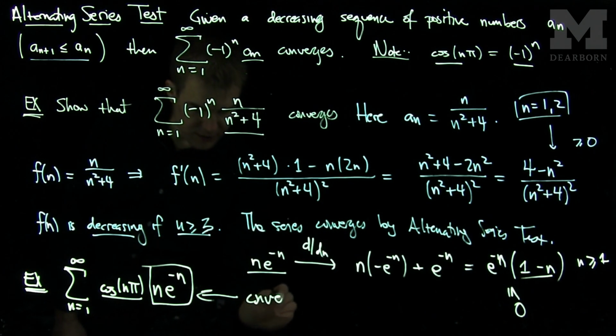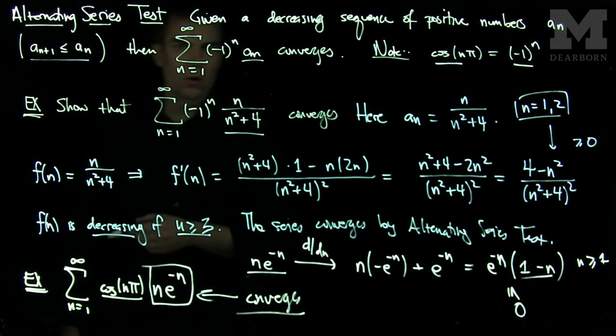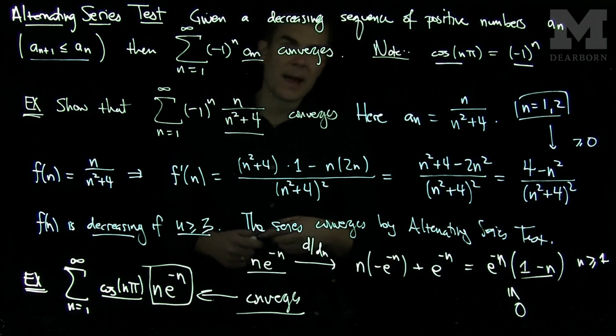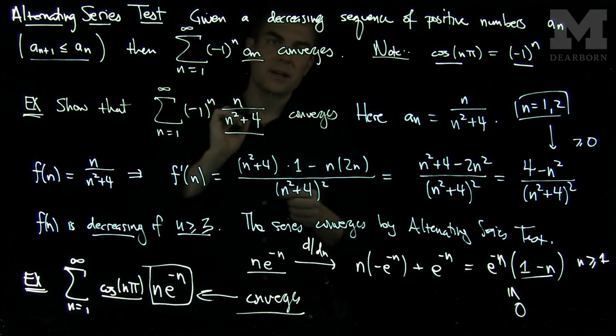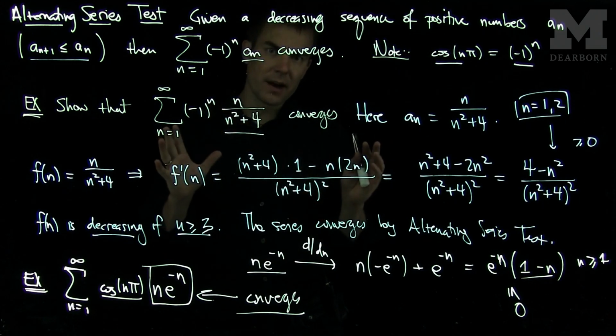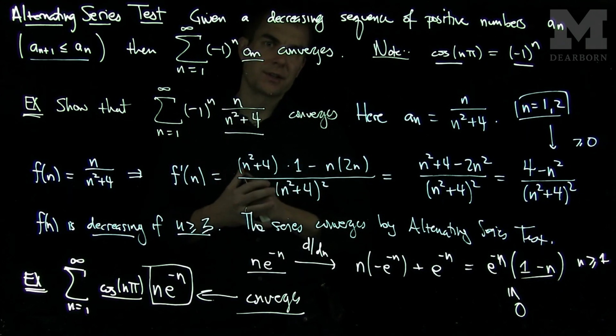Whenever we have an alternating series, we examine the terms that do not contain the (-1)^n and take their derivative. If their derivative is eventually negative, then the series will converge by the alternating series test.